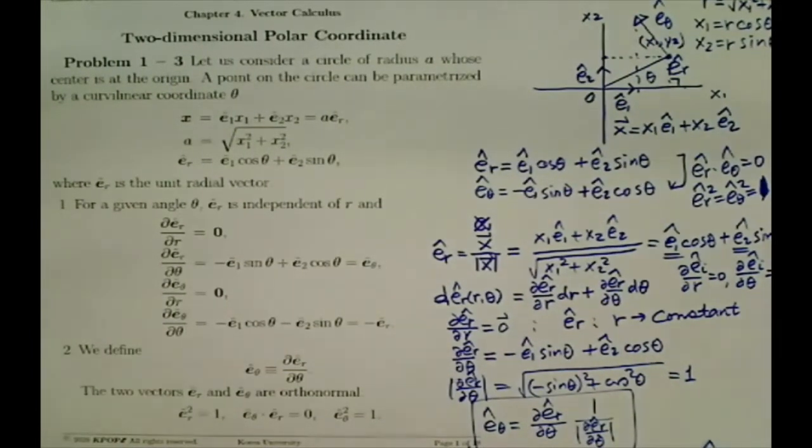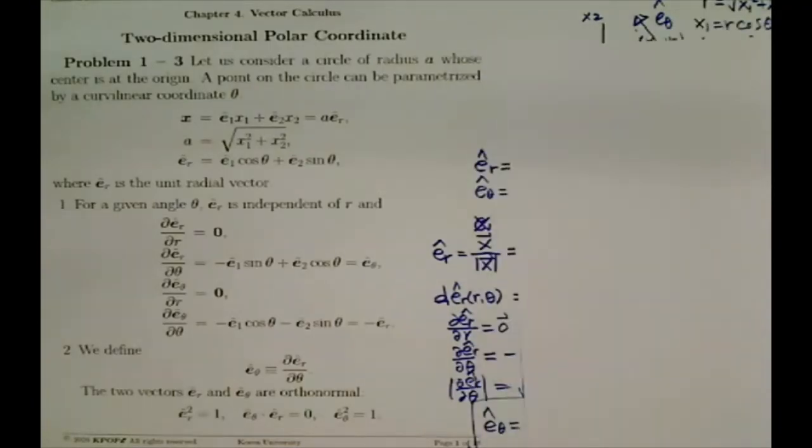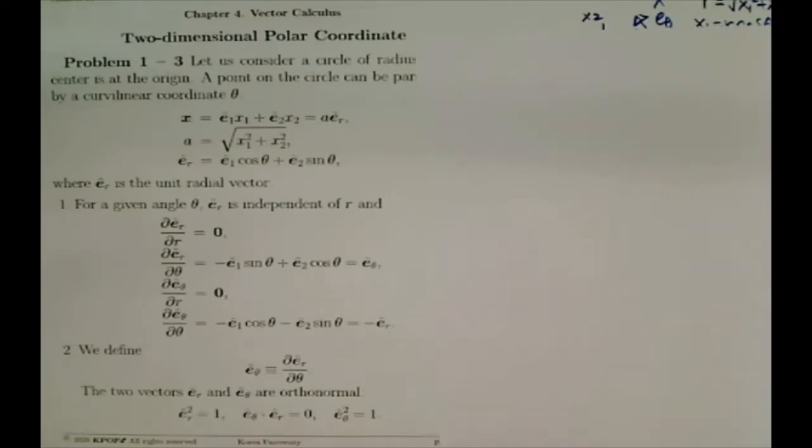Okay, this week we study vector calculus, chapter 4. This is regarding curvilinear coordinates. We study the unit vectors for curvilinear coordinates, and we also study how to compute the differentiation, the derivatives in space, especially how to compute the gradient, divergence, and curl in the curvilinear coordinate system.